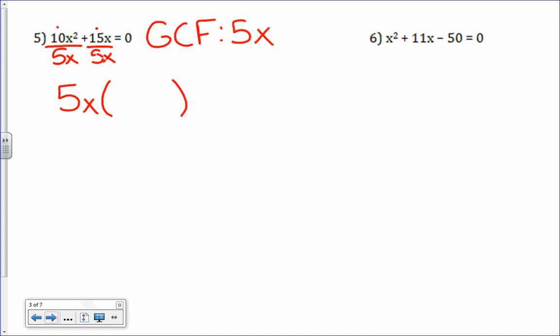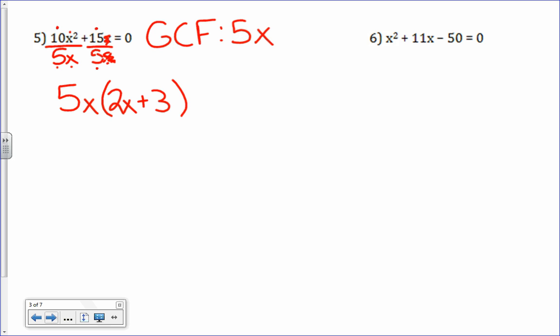So the first term we would have 10 divided by 5. 10 divided by 5 is 2. X squared divided by x is x. You go to the next term. 15 divided by 5 is positive 3. X divided by x, in this case, these x's cancel each other out. So now we have two factors.